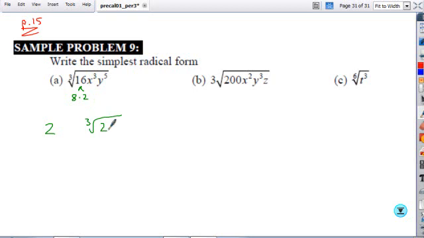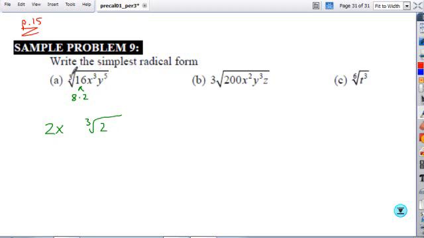Okay, so now we go to the next base, x's. We're looking for groups of the index, so groups of 3 that we can remove from 3. So how many groups of 3 can we remove from 3? 1. So that comes out as x to the first. And when we remove one group of 3, how many x's are going to stay inside the radical? None. We took out all 3 of them. So there's no x's left inside.